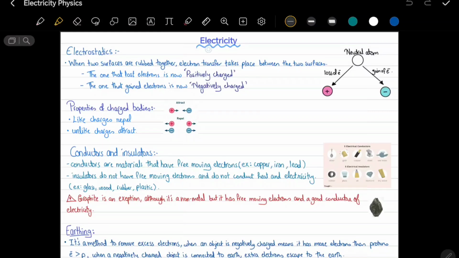Hello everyone, so today we're going to cover the first part of electricity. Let's get started. Firstly, we'll discuss electrostatics.